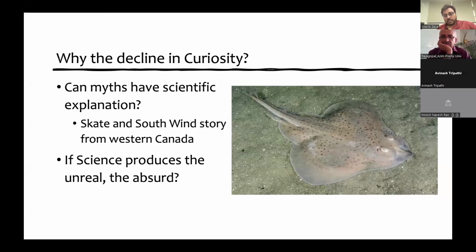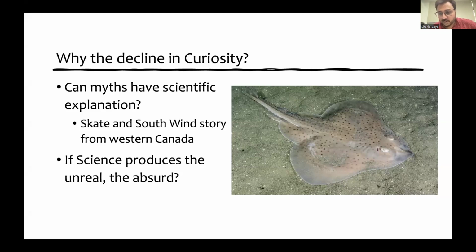As I began my discussion, that was the difference between primitive and modern societies: primitive societies base themselves on myths. So can we really have a scientific explanation of myths? I'll tell you one story, a myth from Western Canada. It's a myth about the skate and the south wind. This is the image of the skate on your screen.